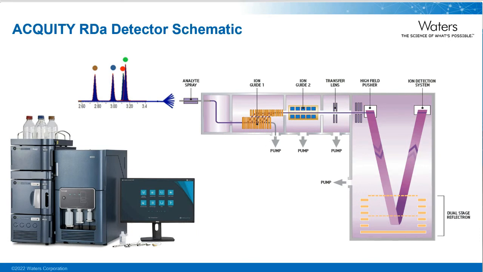The second stage of the stepwave ion guide is the segmented quad. This helps focus the beam into the pusher region of the TOF. The short pass of the ion guide 2 and the transfer lens ensure greater ion transmission efficiency. The TOF is in a V configuration that is half a meter in length and houses a dual stage reflectron.